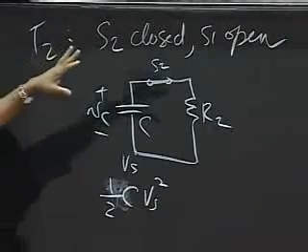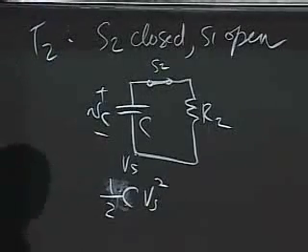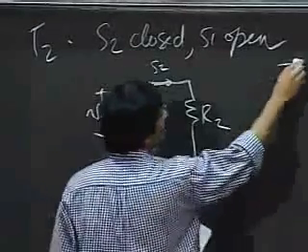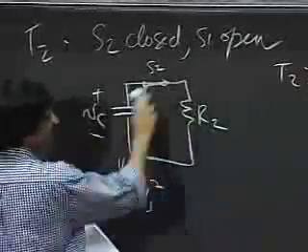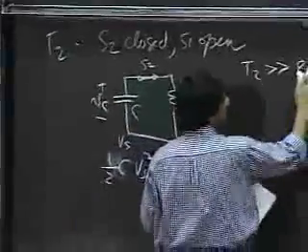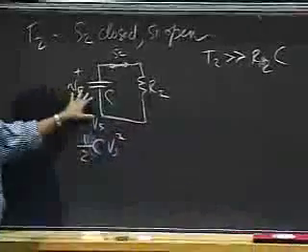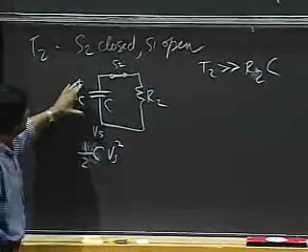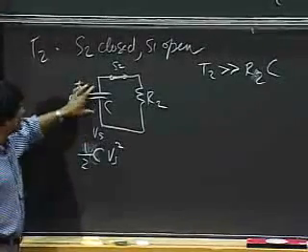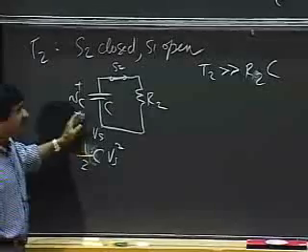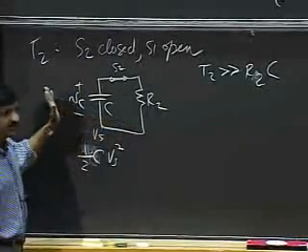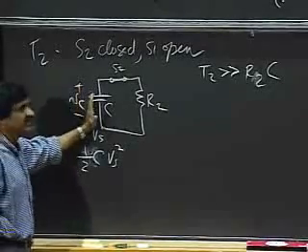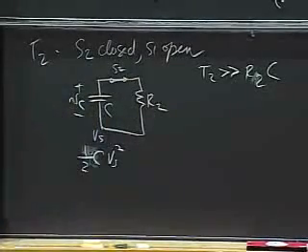This time around, I won't go through an integration process like that, but you can if you like. Let's suppose that T2 is much greater than this time constant, R2C. If that time is much greater, then the initial voltage Vs drives a current through the resistor, and after some amount of time, the voltage across the capacitor goes to 0. All the energy in the capacitor gets dissipated in R.